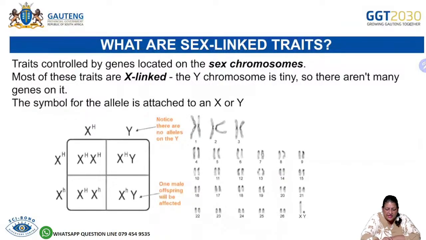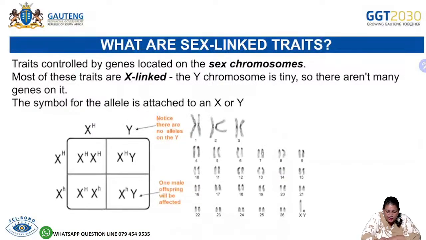Here you can see a genetic cross now. Remember, you've done this last week. You can see Y. Notice there are no alleles on the Y chromosome. Here you can see X. You can see that this person is a male, and you can see his X to the capital H. So we needed to see in the question paper, if X to the capital H is normal, then that's a normal male. And then here is a female, XX.